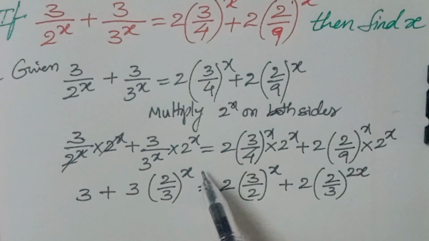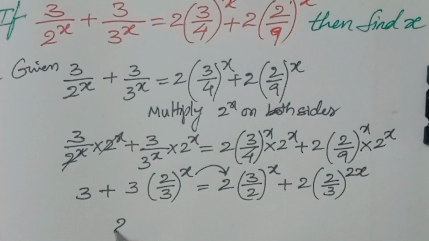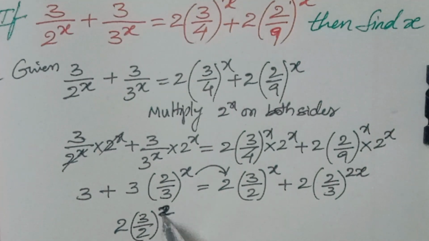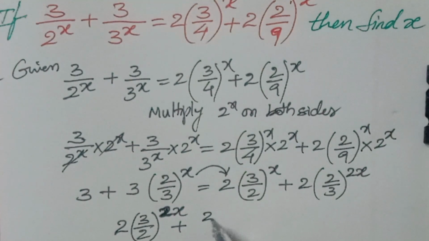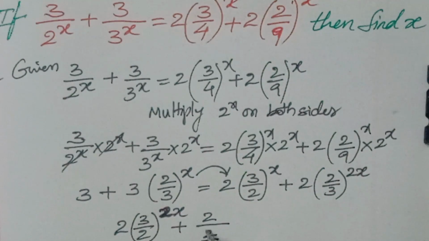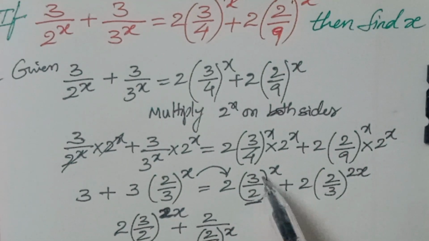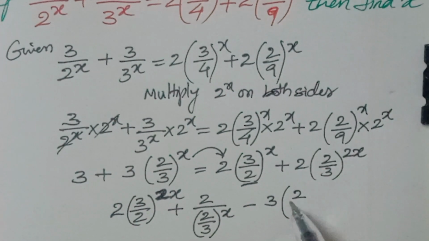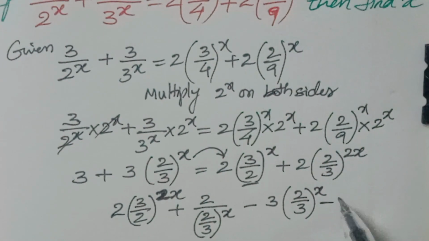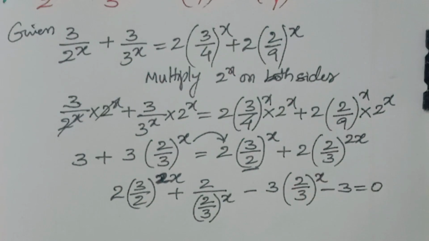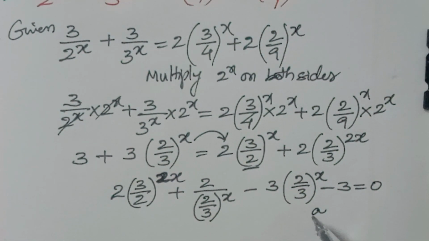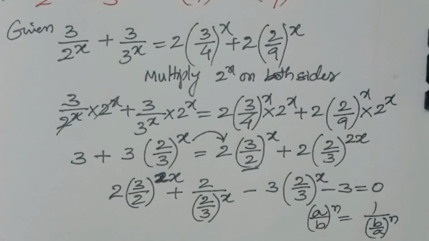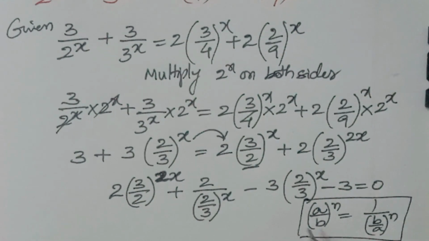Now send all the terms to one side. First we write 2·(2/3)^(2x) plus 2·(2/3)^(-x). Here 3/2 I am writing as 2/3, with the reciprocal in the denominator, minus 3·(2/3)^x minus 3 equal to 0. We are using the formula (a/b)^n equals 1 over (b/a)^n to convert this.